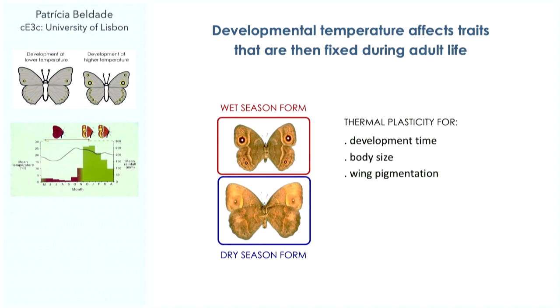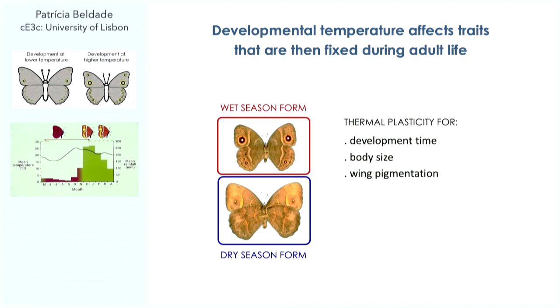In many cases, and kind of like the traits Benjamin was telling about, we have in insects, holometabolous insects, a series of decisions that are made during development. You're then stuck with the phenotype during adult life. You no longer change your body size. You no longer change your coloration pattern.